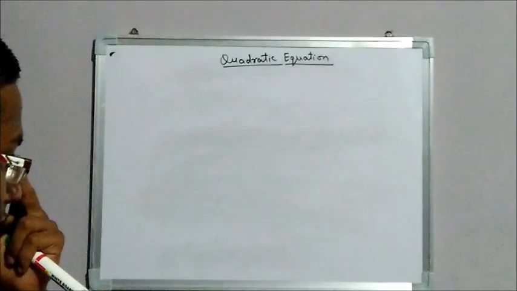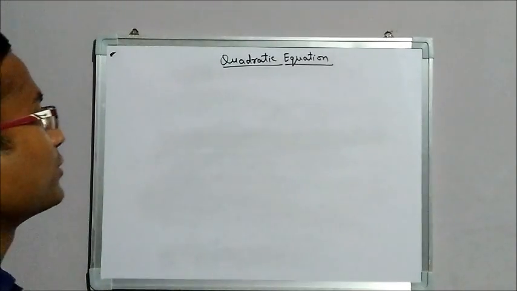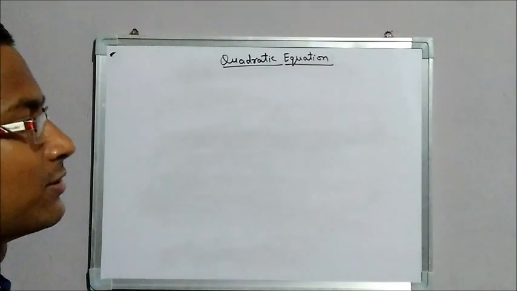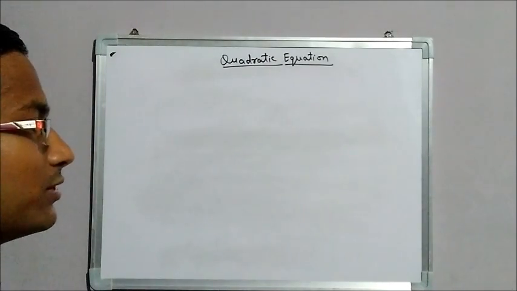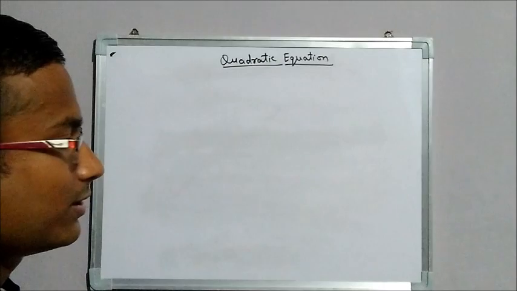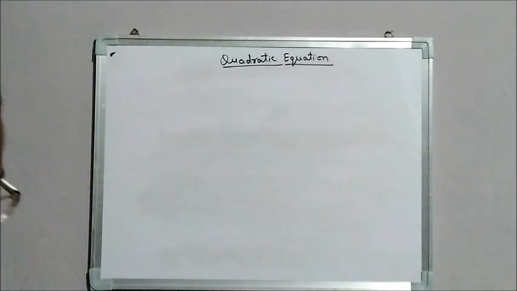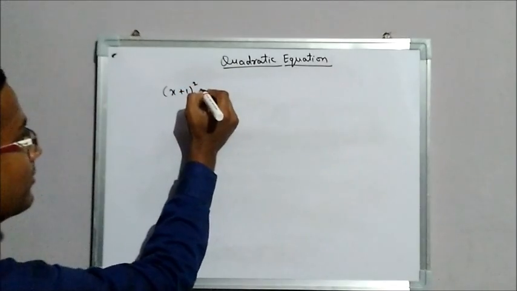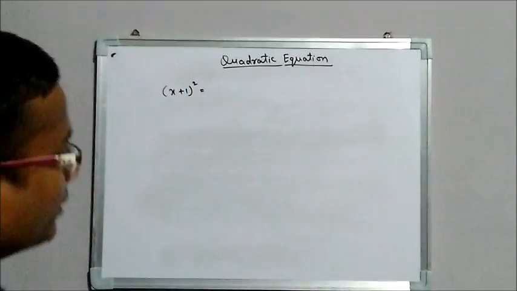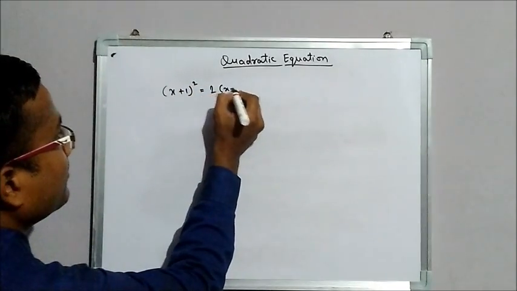Quadratic equation. In the previous lecture, we understood what a quadratic equation is, what the general form of a quadratic equation is, and how we can find the roots of a quadratic equation. Now we are taking some examples. Taking a simple example: (x + 1)² = 2(x − 3).